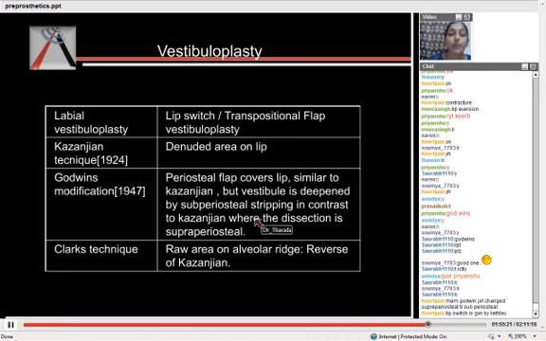The vestibule is deepened by subperiosteal stripping. See, everything has its disadvantages. Kazanjian did it all supraperiosteal. Godwin did it by subperiosteal stripping. So again, there was some amount of resorption, but we are concentrating on the advantage of this: you're not having scarring on the lip, not having granulation tissue formation, not needing a lot of time to heal. But yes, you're having some amount of resorption, because you opted for subperiosteal stripping and not supraperiosteal. You understood? Saurabh, did you understand?